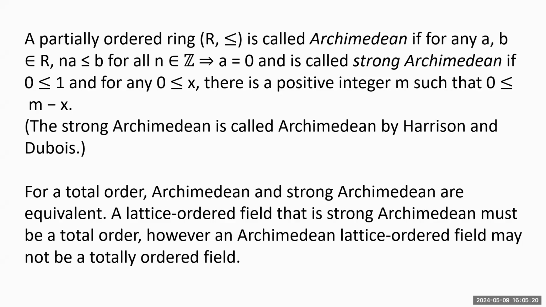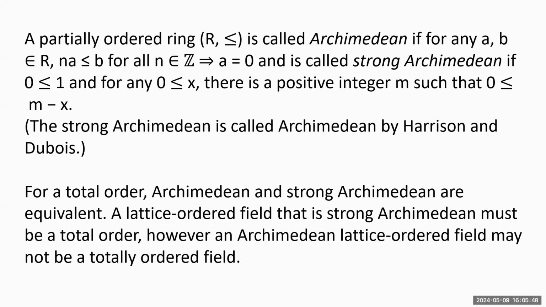For a total order, Archimedean and strong Archimedean will be equivalent, will be the same. But if we have a partially ordered field which is strong Archimedean, then the order must be a total order. But certainly an Archimedean partially ordered field may not be a total order field. So I feel Archimedean by Harrison and Dubois is stronger. Okay, so that's why I use this name.